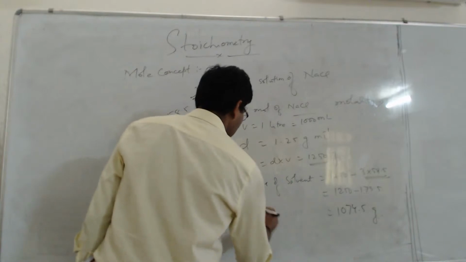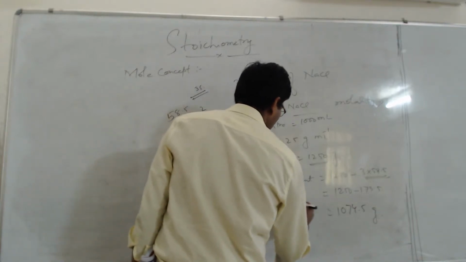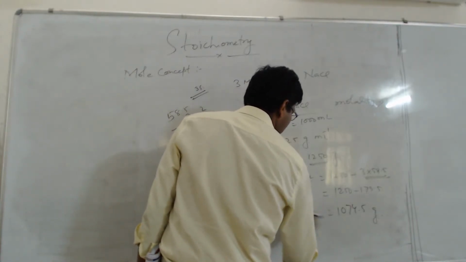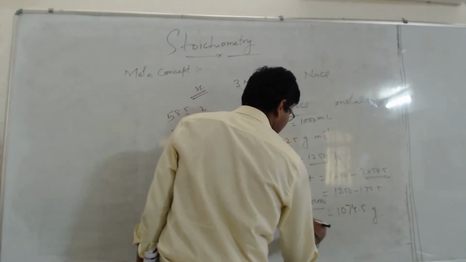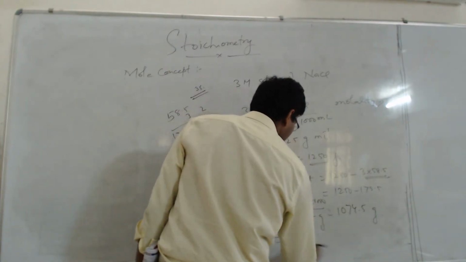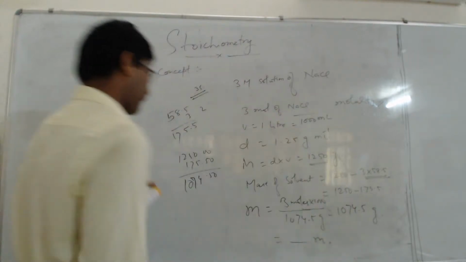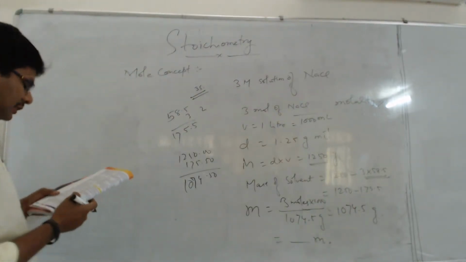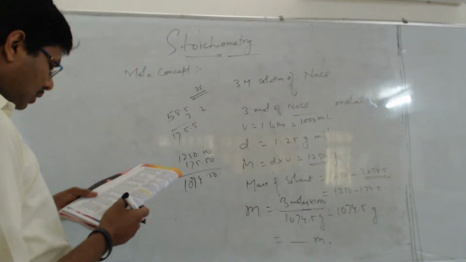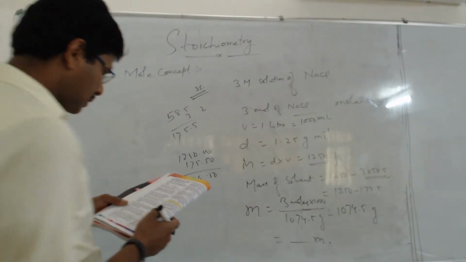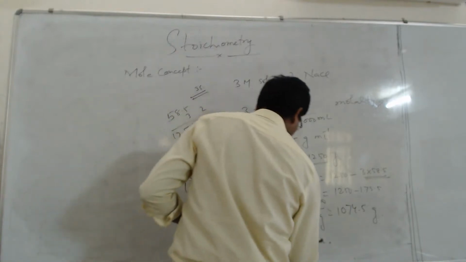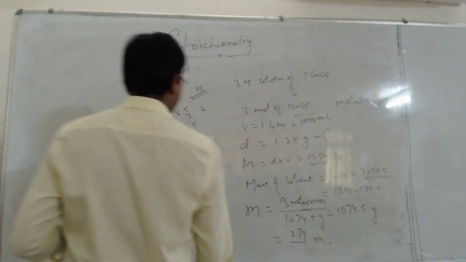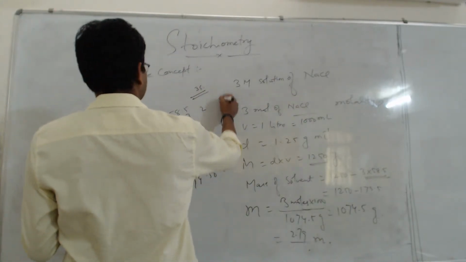So molality is equal to number of moles, so 3 moles, into 1000 by weight of solvent. Solving this will give you the molality. So 3000 by 1074. So the answer is 2.79 molal. So answer is option 1.